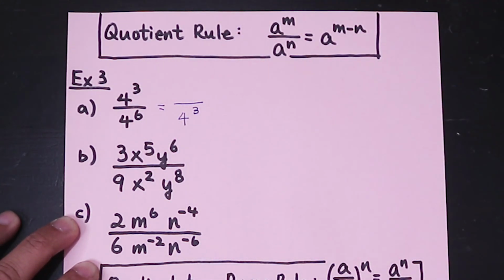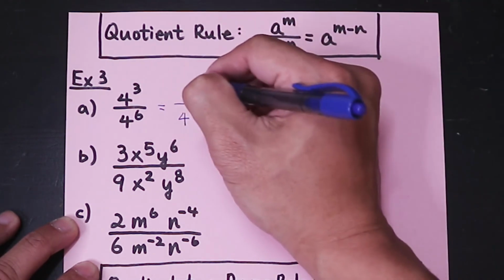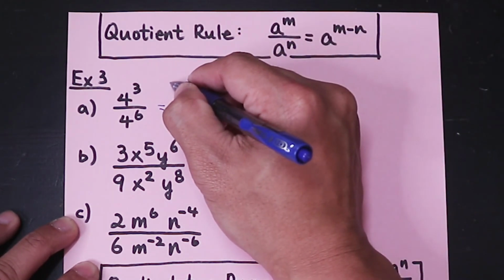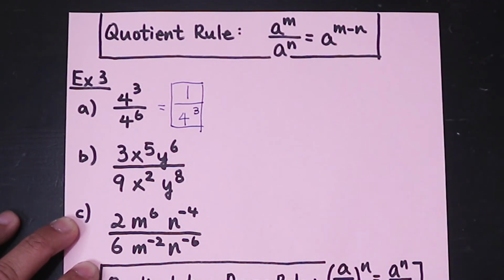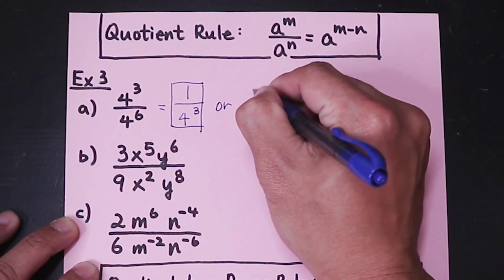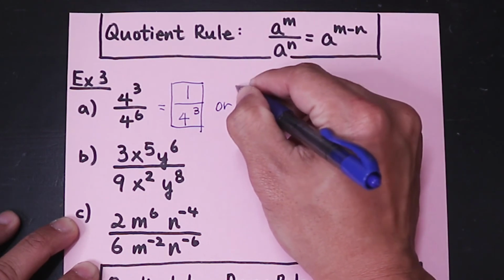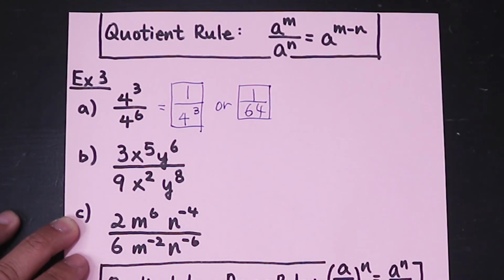There's nothing on the top of the fraction, but you still have to put something. So we're going to put 1, like this. So it's going to be 1 over 4 to the 3rd power. Now it's easy to evaluate 4 to the 3rd power, so you could do 4 times 4 times 4, and you're going to get 1 over 64. So either way is acceptable for answers.